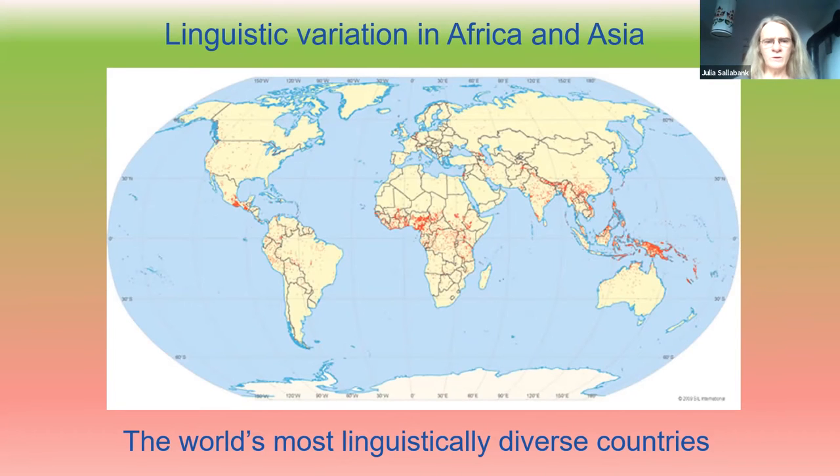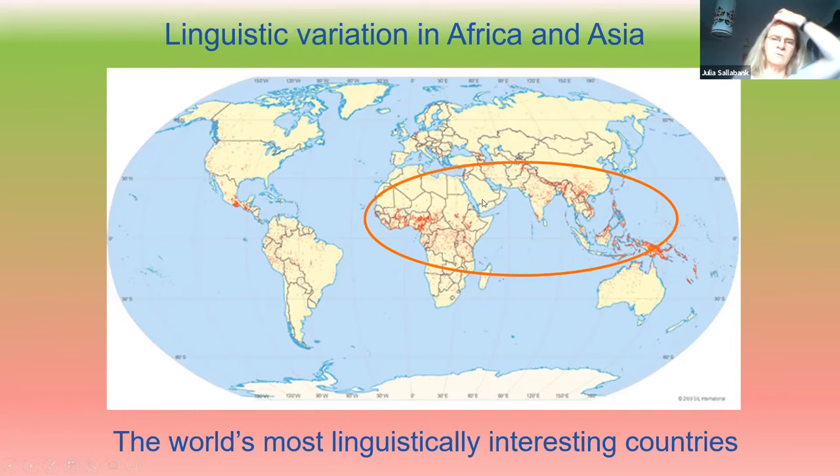But what we know is that Africa and Asia contain the most linguistically diverse countries in the world. And you can see the red spots here are the areas where you get the highest level of linguistic diversity. And we teach languages from all of these areas of the world. Go on to the next slide or next point. So these are particularly languages that are taught by our department, Languages, Cultures and Linguistics, because East Asian languages are taught by another department, that may change in the future. So in our view, these are the world's most linguistically interesting countries because they have a lot of linguistic diversity.